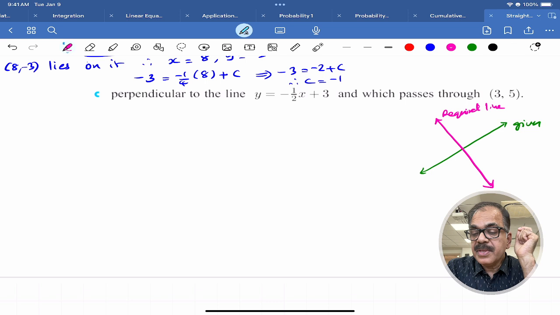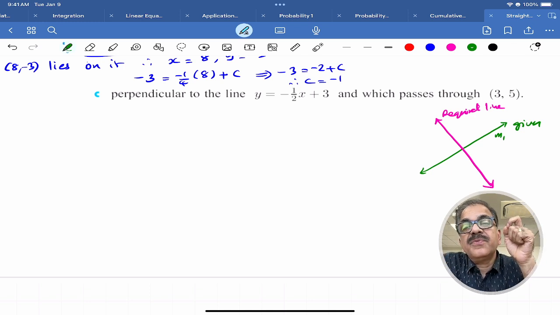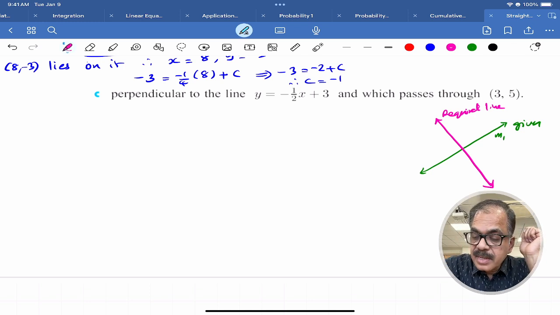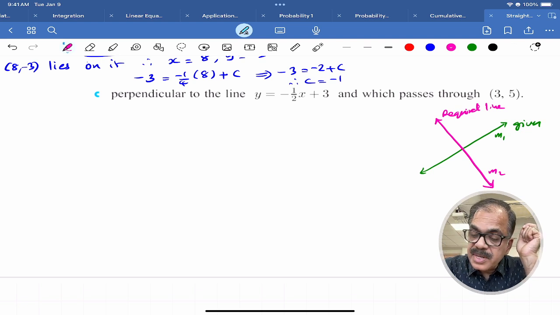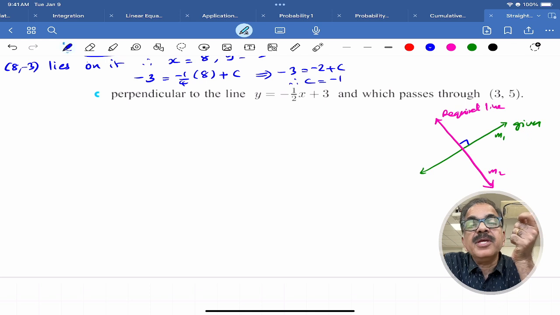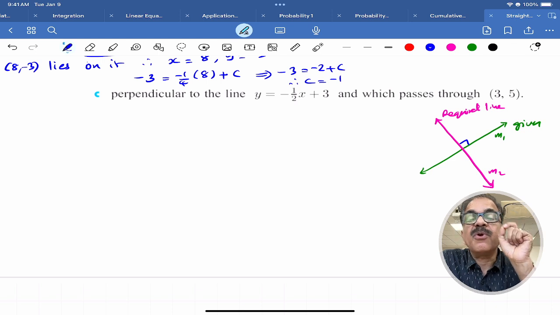I'm going to mark the gradient of each of these lines. Let's say m1 is the gradient of the green line and m2 is the gradient of the pink one. If these two lines are perpendicular, like this, then the product of the gradients will always be minus 1. Now, we are not going to prove this.